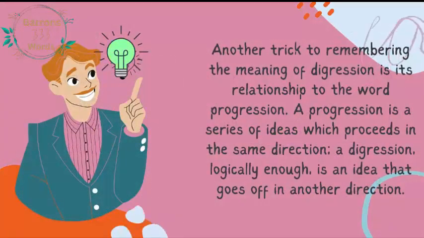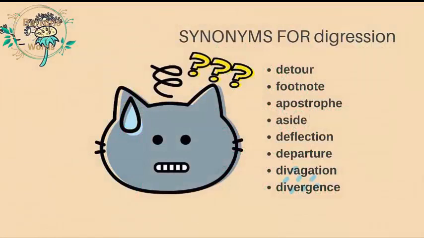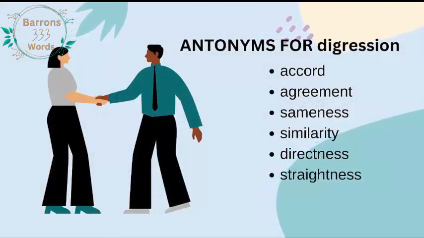Another trick to remembering the meaning of digression is its relationship to the word progression. A progression is a series of ideas which proceeds in the same direction. A digression, logically enough, is an idea that goes off in another direction. Synonym. Detour, footnote, apostrophe, aside, deflection, departure, divagation, divergence. Antonym. Accord, agreement, sameness, similarity, directness, straightness.